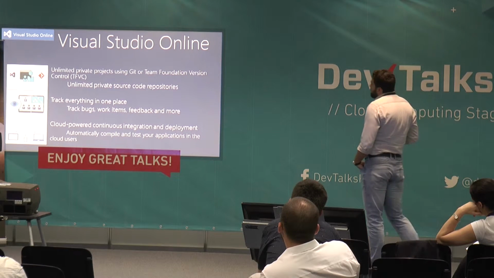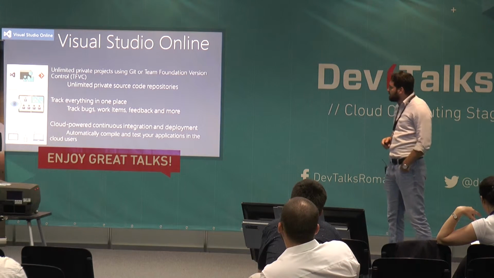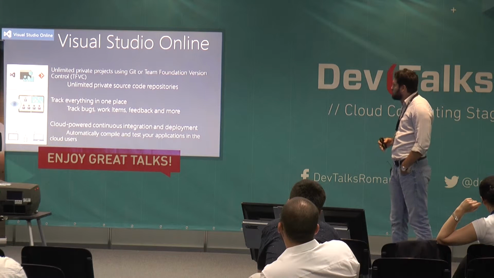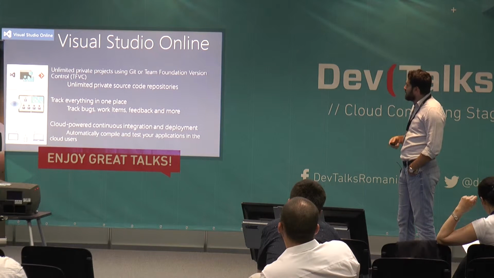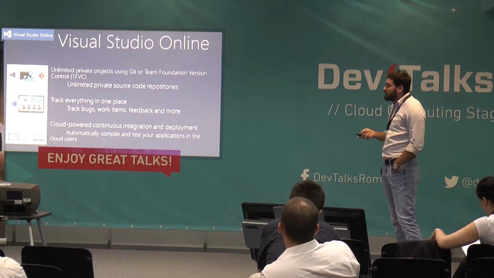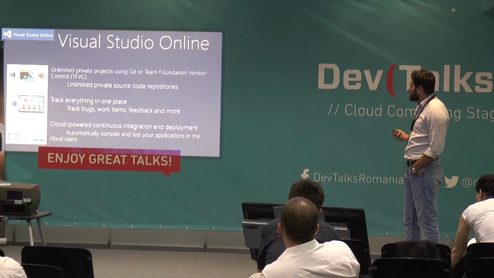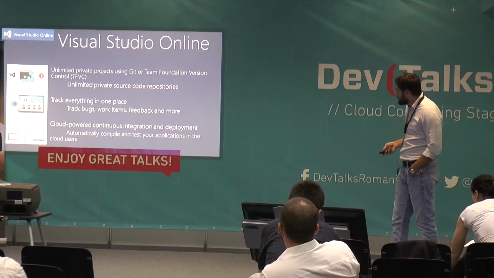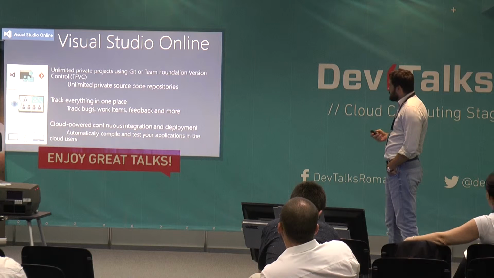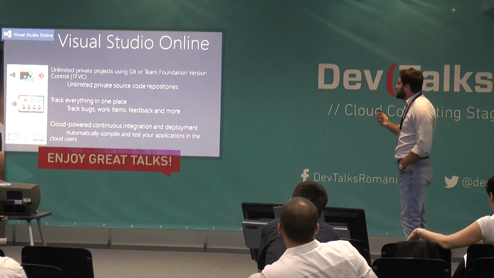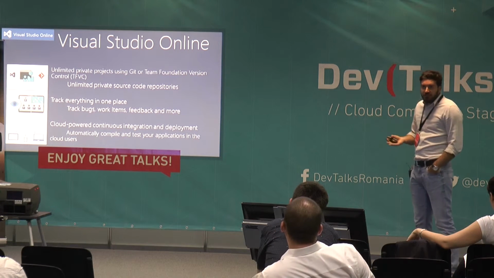For Visual Studio Online, I have listed 6 key points that I want to leave you with regarding this solution. So you could use either GitHub. I saw that it's pretty popular among you guys. So you have unlimited private source code repositories. You could track everything in one place. So you could track bugs, work items, whatever is relevant for you.